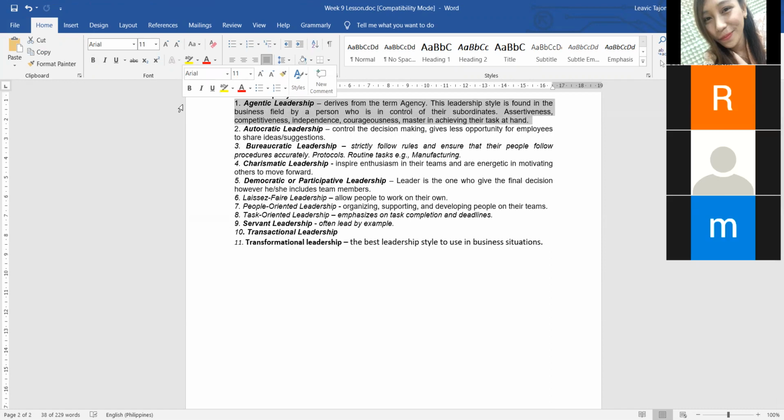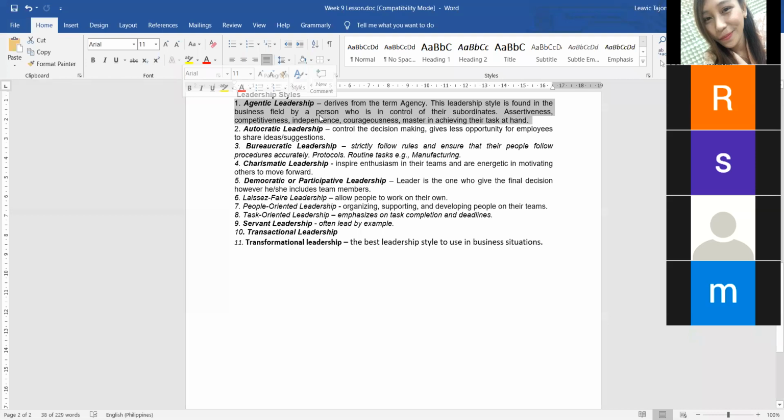Okay, so when you say agentic leadership, this derives from the term agency. This leadership style is found in the business field by a person who is in control of their subordinates. So this person, who is having the agentic leadership style, has characteristics of becoming assertive, nasa assertiveness, nasa competitiveness, nasa independence, nasa courageousness, masterful in achieving their task at hand.